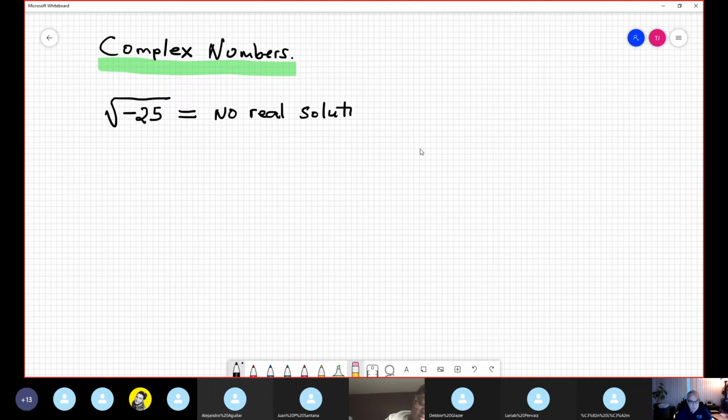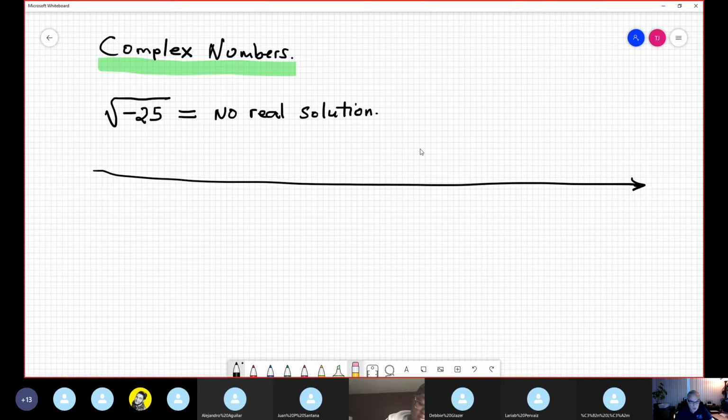Let me prove that. Why no? Why no, professor? Because a real number is a number that we can put inside this number line. And the definition of the square root is I need to find one number that multiplied by itself gives me the number inside the radical.